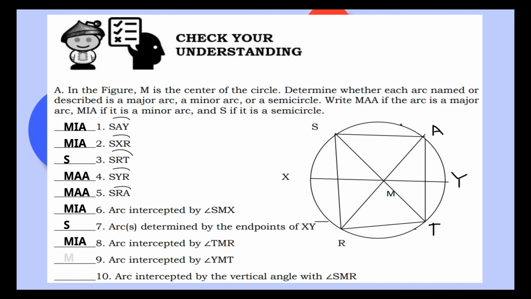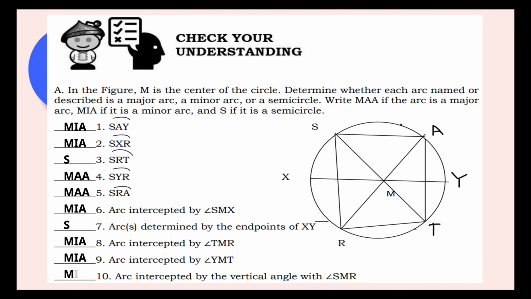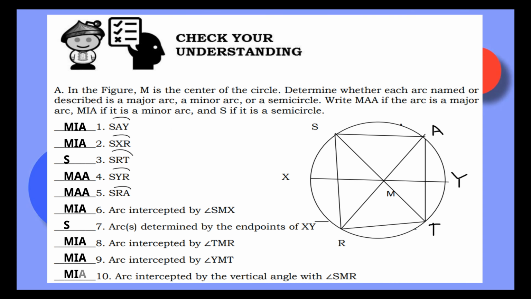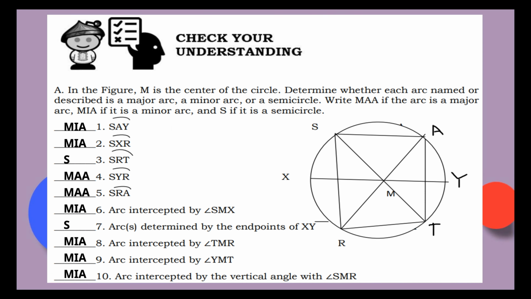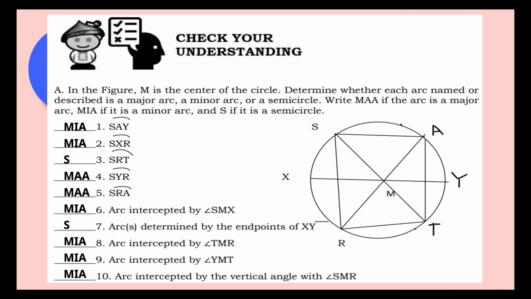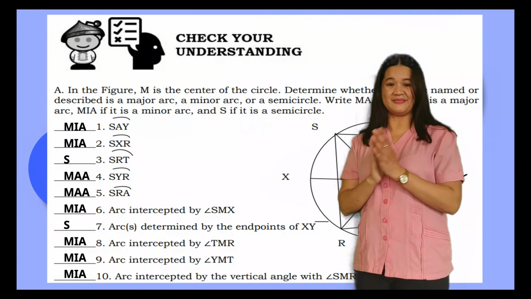In number 8, the arc intercepted by angle TMR is MIA. In number 9, the arc intercepted by angle YMT is MIA. And the last, number 10, the arc intercepted by the vertical angle with angle SMR is MIA. If you get a score of 8, 9, or 10, great job!